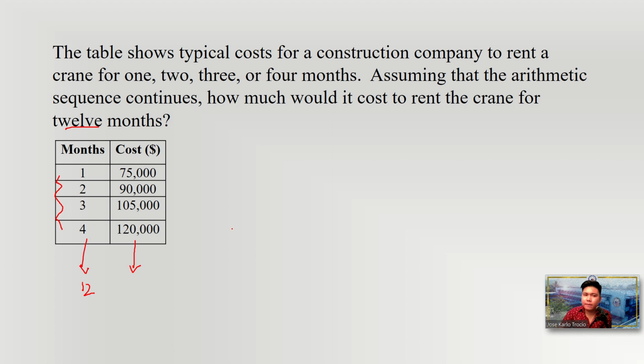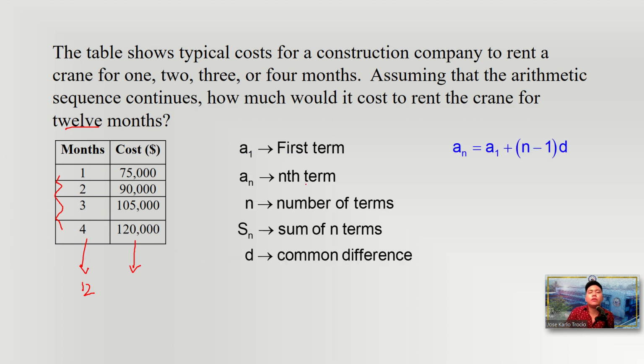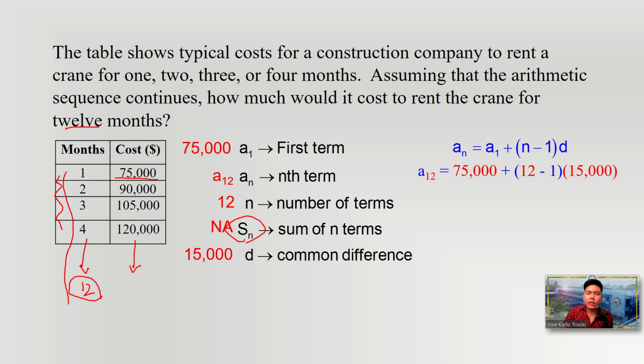How much would it be to pay? Okay, so let us compute. What is the first term? Of course, that is 75,000. What is the nth term? We're looking for the 12th term. Number of terms? 12. Are we looking for the sum? Yes, we are looking for the sum later. Okay, so with this, the common difference is 15,000.